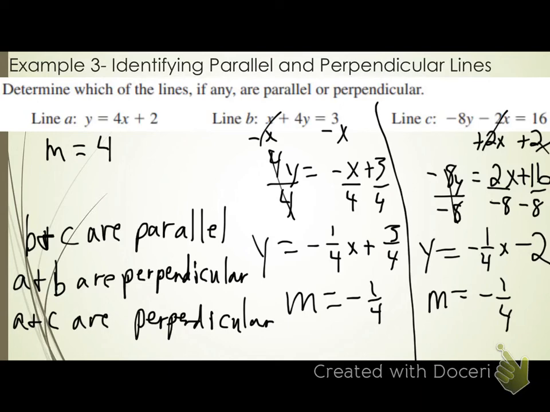Why is line A perpendicular to line B and line C? Because if you were to write it out, it'd be 4 over 1. Yep. My slope on line A is 4 over 1. So what's the reciprocal of 4 over 1? 1 over 4. And then the opposite reciprocal of 4 over 1 is negative 1/4, which is the slope of both of these lines. So I know that A is perpendicular to both of them. Does that make sense?